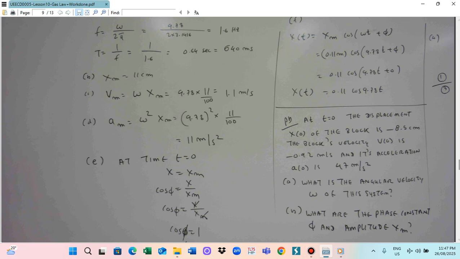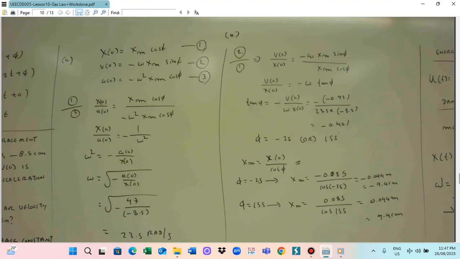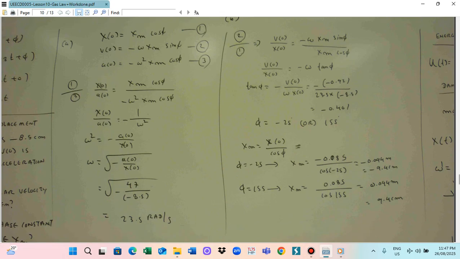And when the velocity v0 is minus 0.92 meter per second, and acceleration a0 is 47 meter per second squared, those are given in the formula. Therefore, we can calculate the equation here. x0 is equal to h_m cos phi. Similarly, v0 can be calculated as minus omega h_m sin phi, and a0 is equal to minus omega square h_m cos phi. So those are the equations to calculate for the simple harmonic motion.